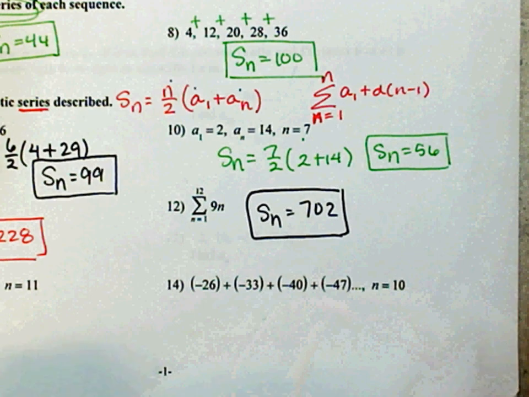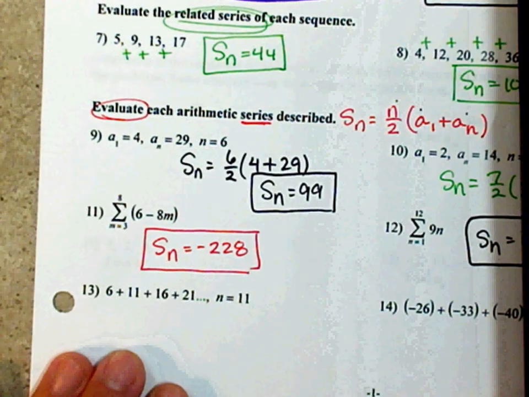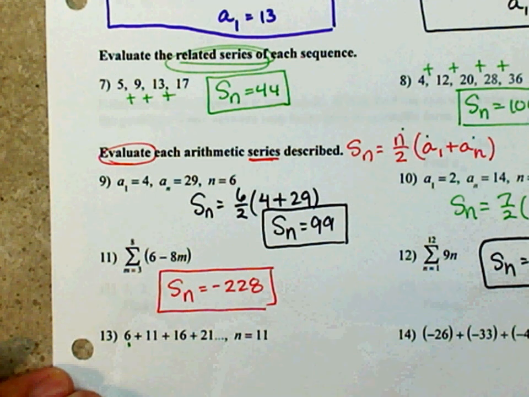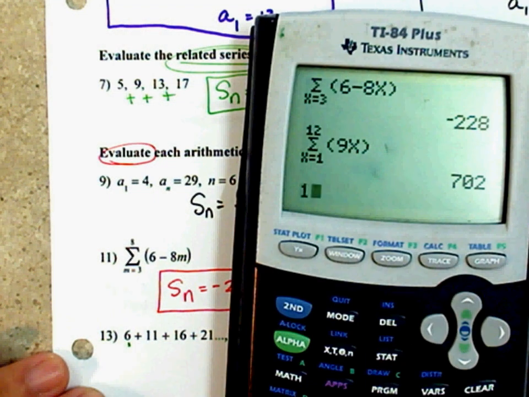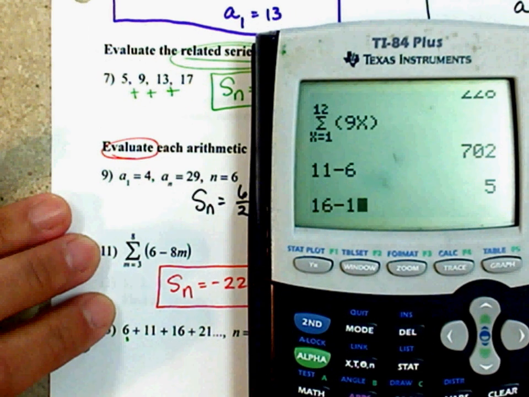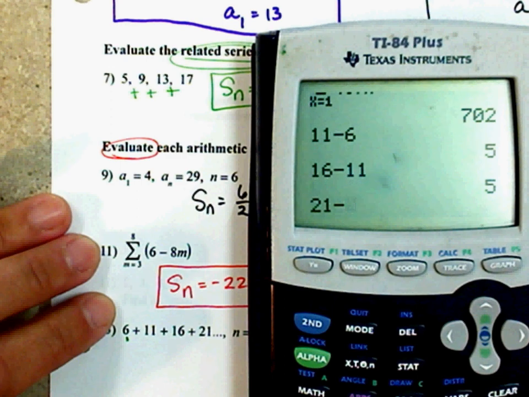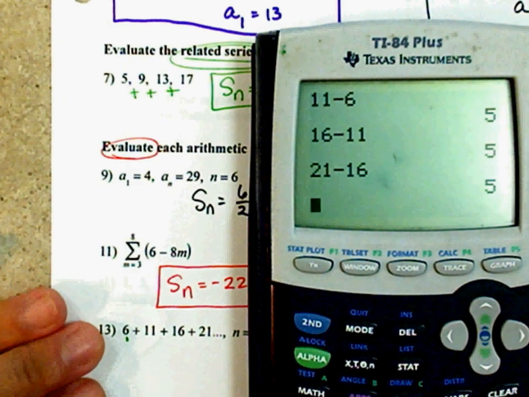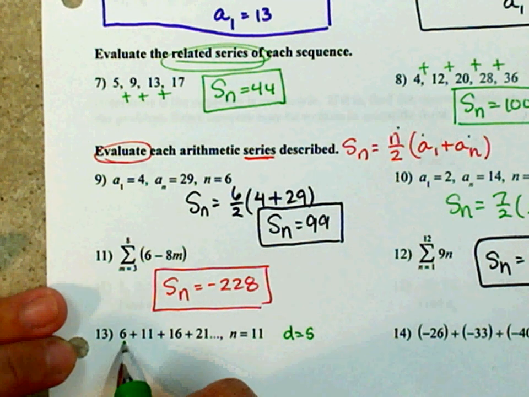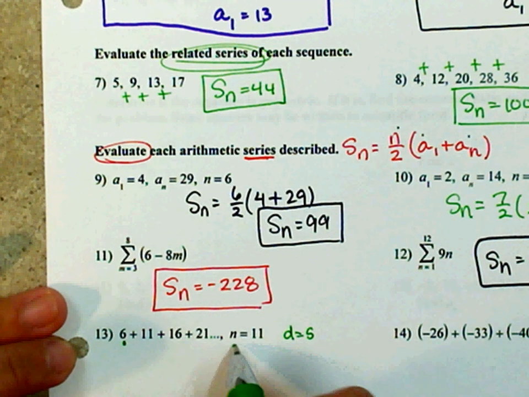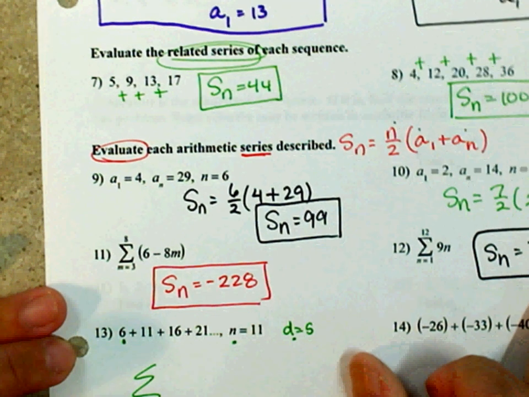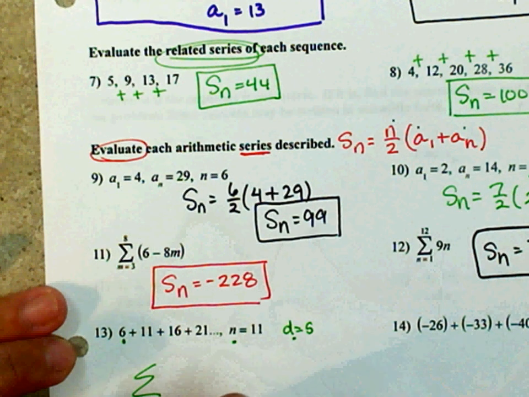All right, let's look at number 13 now. On number 13, let's see what we have. We have the first number, and I know that there's a pattern to this. It's 5, 16 minus 11 is 5, 21 minus 16 is 5. My D is 5, okay? So I'm going to put my D is equal to 5. So I know my first term, don't know my last, know my n number, and know the D. I'm going to use the sigma notation. It's still an arithmetic series. So x equals 1. I'm going to go all the way to 11.